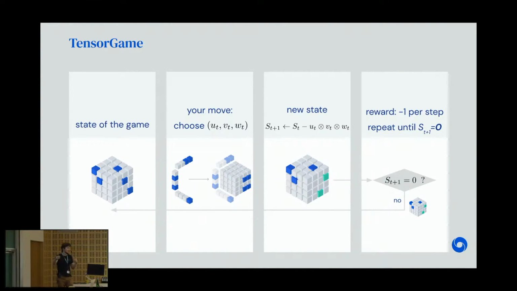And there are as many terms in the decomposition as many steps it took the player to reach the zero tensor. So the goal of the player in this game is to reach the zero tensor in the smallest number of possible steps. And in machine learning terminology, we encourage the player to do this by giving the player a reward of -1 for every step that the player takes.